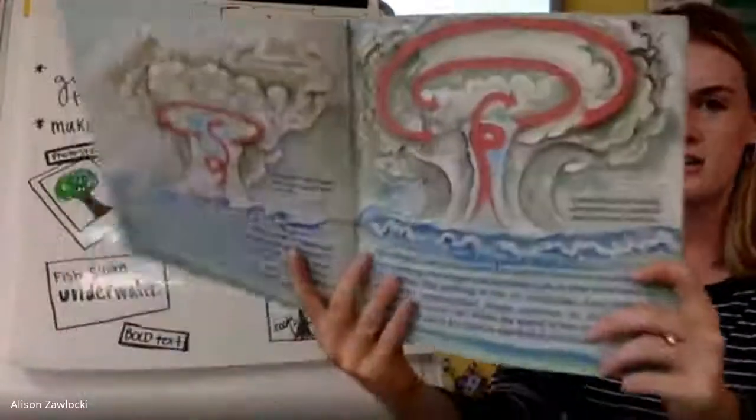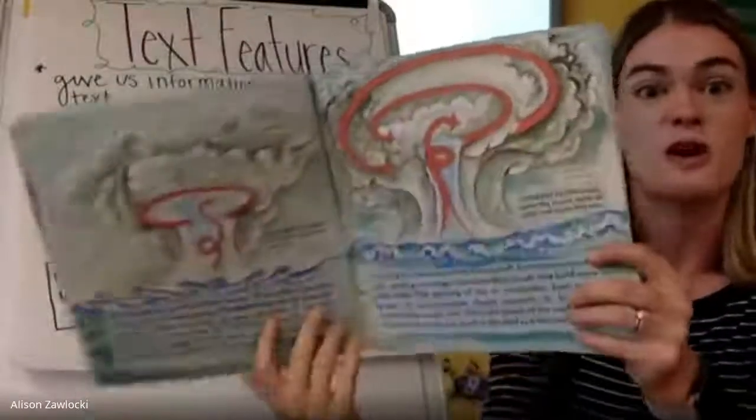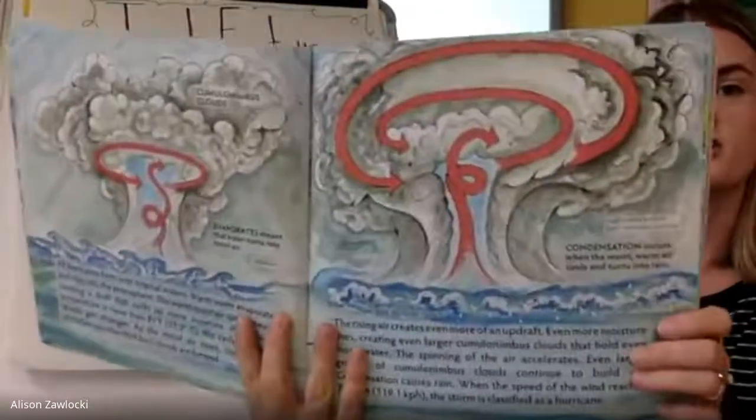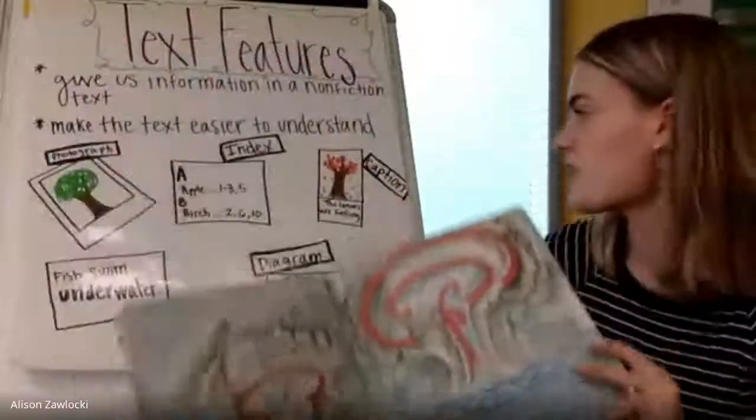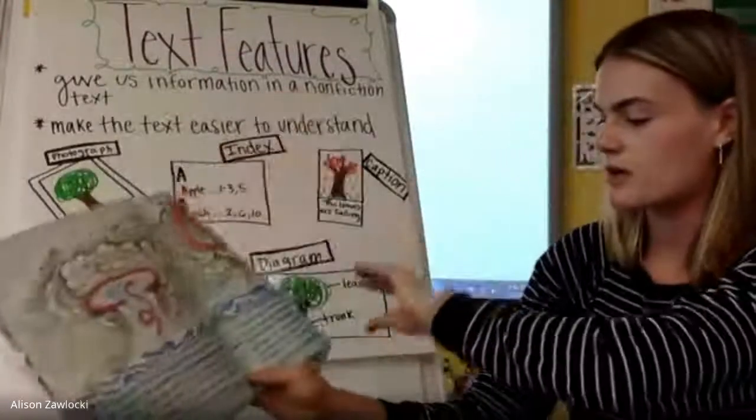So notice there's a picture here that helps us see how it evaporates and then it starts to spin faster and faster. Notice that. We see that picture and that helps us understand, like our photographs help us understand what we are reading about.